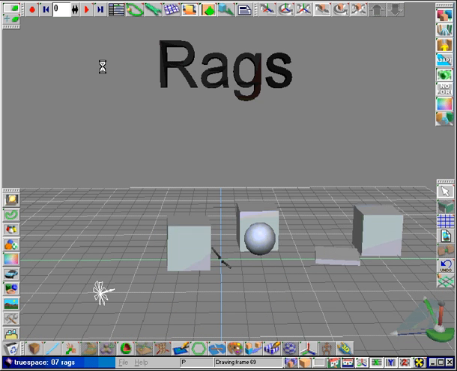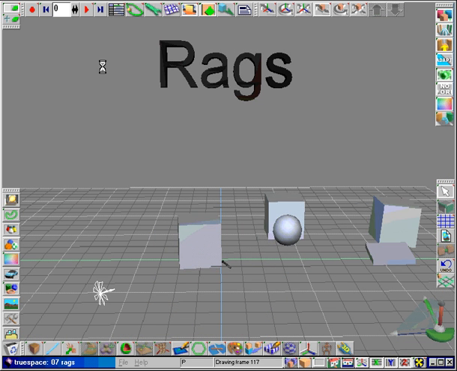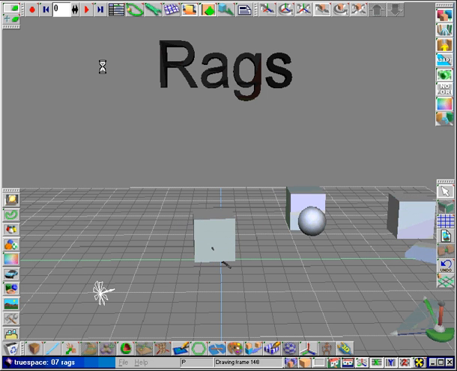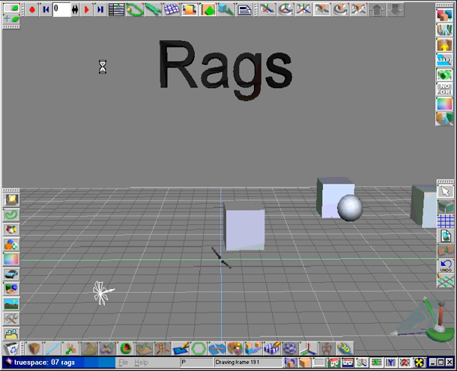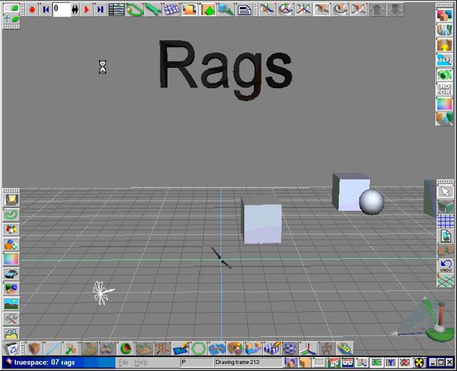Rags is a good attribute for objects that need to be light, have a rough surface, and can be affected by wind and air. As always, experiment. Learning how these attributes behave will help you to learn the capabilities of TrueSpace's physical simulation system.